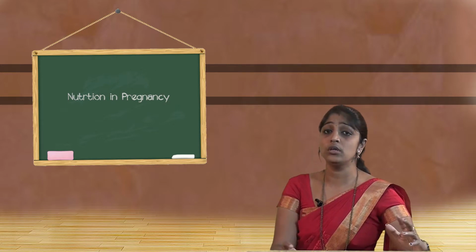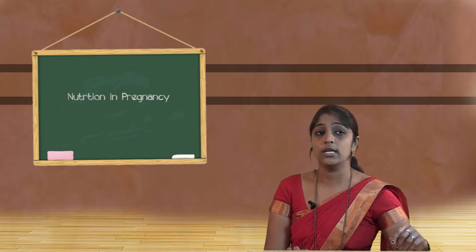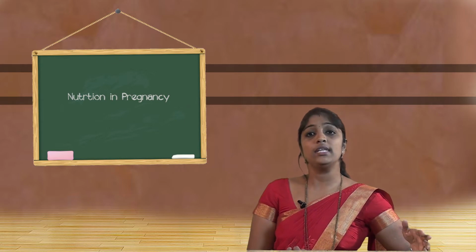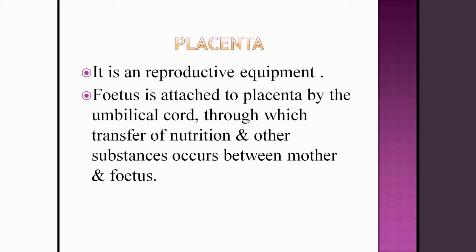Next we are going to speak about the placenta. We all know that it is a reproductive equipment. The fetus is attached to the placenta by the umbilical cord. Through this umbilical cord and placenta, all the transfer of nutrients and other substances takes place between the mother and the fetus.